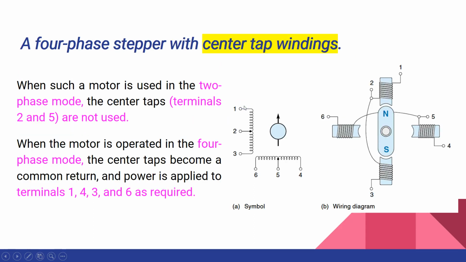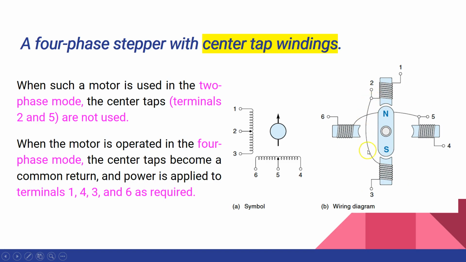Now next is the four-phase stepper motor with center tap windings. This type of stepper motor can be operated in two modes, the two-phase mode and also the four-phase mode. When this type of center tap winding four-phase stepper motor is used in two-phase mode, the center tap windings are not used. If you see here in the wiring diagram, if we don't look at these two wires, then it is just like a four-phase stepper motor.